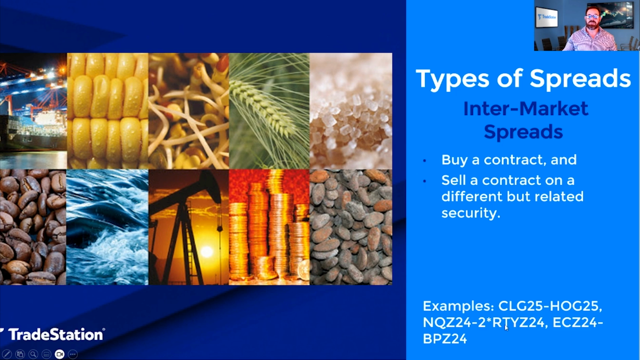You have the NASDAQ versus the Russell 2000. You have the euro versus the British pound. Those are your European currencies. So you're buying a contract and selling a contract on a different but related security. That's intermarket.